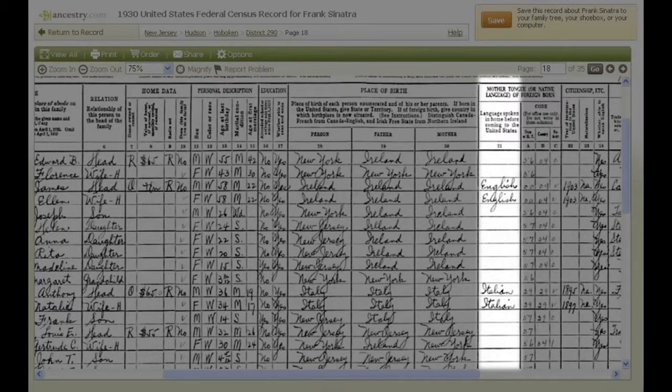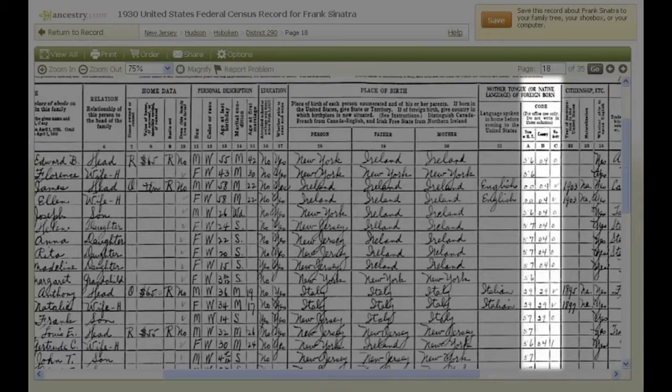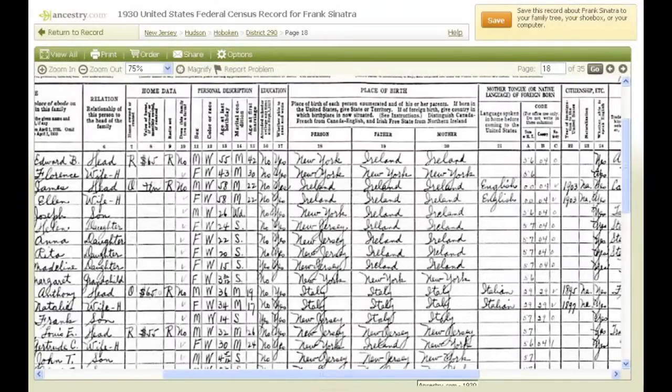Column 21 doesn't apply to everyone, but it shows what language a person spoke before coming to the U.S. The codes in columns 21A through C weren't written by a census taker, but by Census Bureau staff members once the census form was turned in. These codes were used to help tabulate statistical information that was reported to the United States Congress.